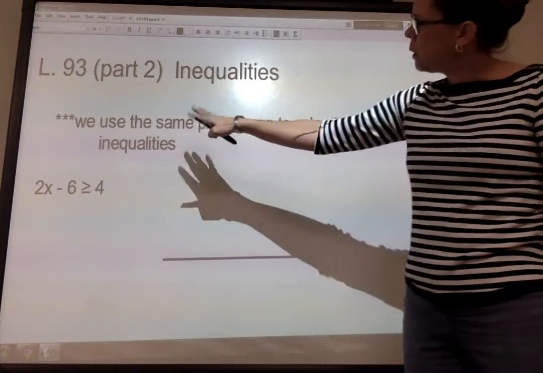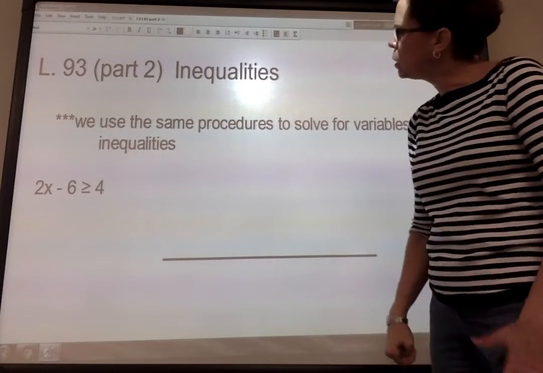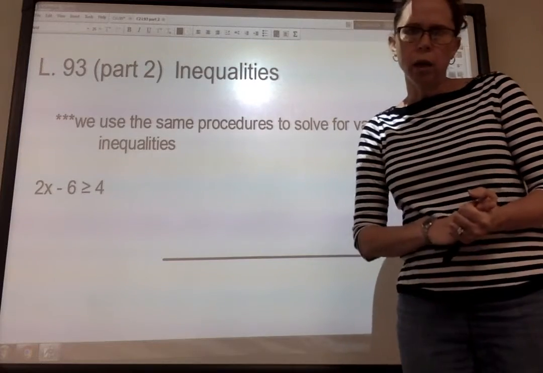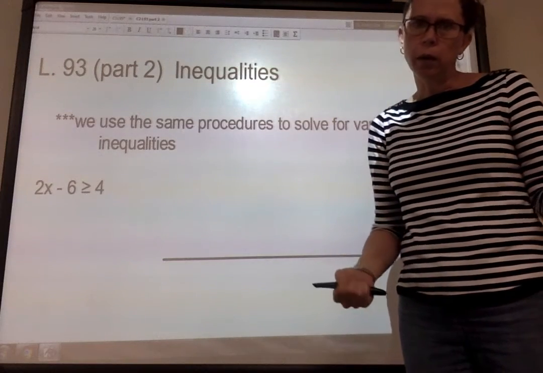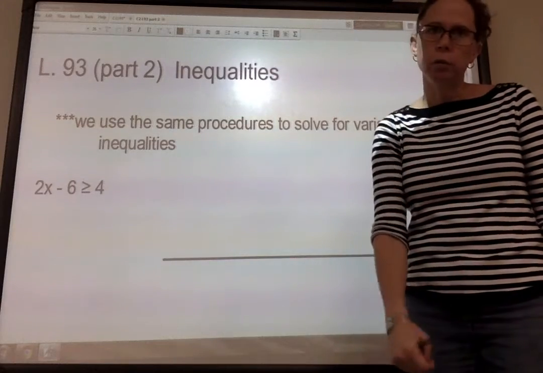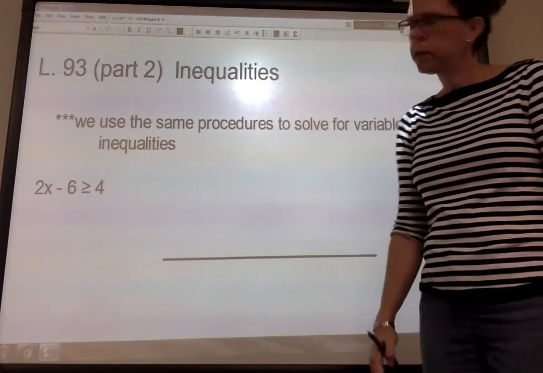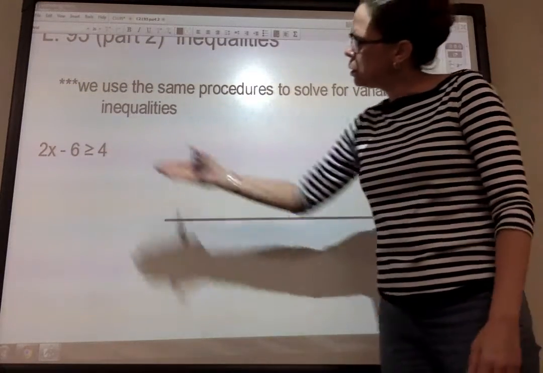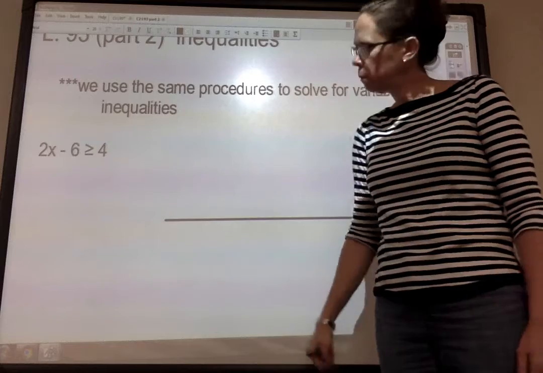Now, go ahead and get this in your notes: we use the same procedures to solve for variables in inequalities that we did in regular equations. Remember all those questions that we went through? We do the same types of things when we're solving for inequalities, okay? So go ahead and get your notebook out and start working this out with me.